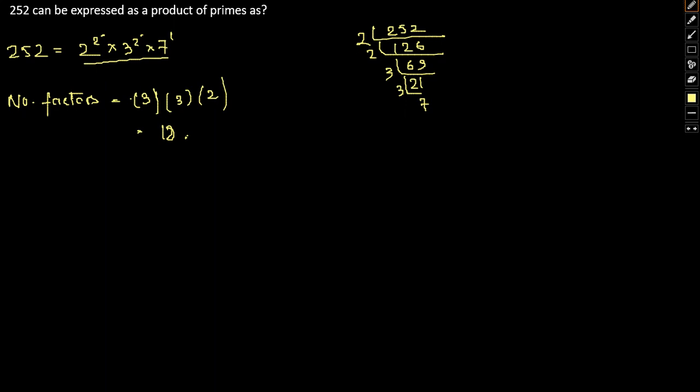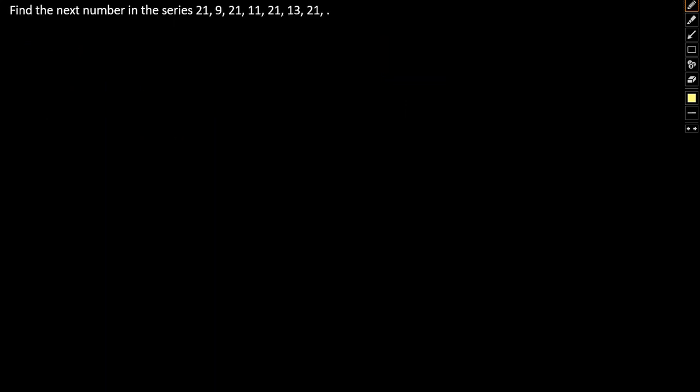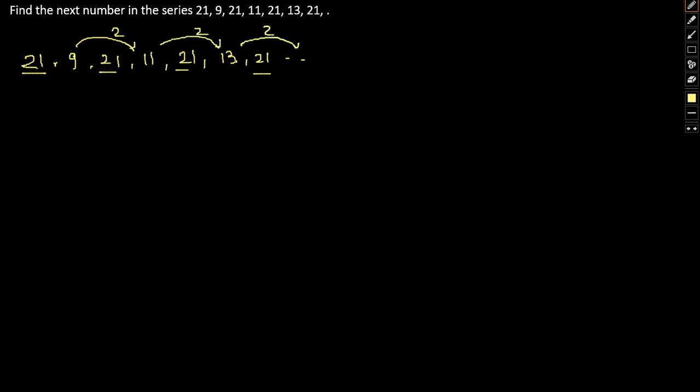Now let's take a look at question number 2. Okay, so again this is a question pertaining to series. Find the next number in the series. So we have a series like 21 9, 21 11, 21 13, 21 and so on. If we take a look at the series itself, we see the odd term remains the same and the even term gets increased by 2 each and every time. So if we go by the trend, the next term would be 15, which is our answer.